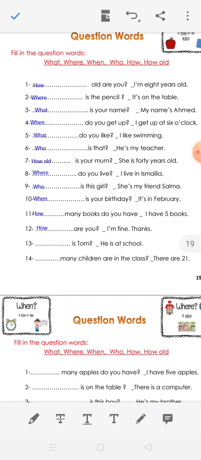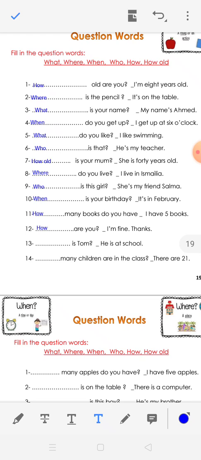He's at a school. It's a place. Perfect. Excellent. Where is Tom?